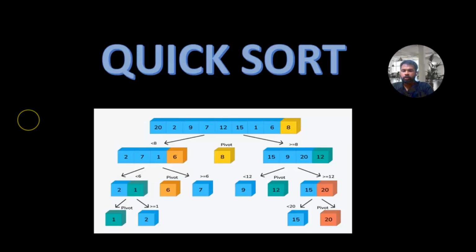Today we are breaking down one of the most powerful sorting algorithms in computer science, the quicksort. It's super fast, elegant, and used everywhere, from databases to real-world applications. So what exactly is quicksort? Quicksort is a divide and conquer algorithm, meaning it breaks a big problem into smaller ones, solves them, and then combines the result. That's the basic idea of quicksort.